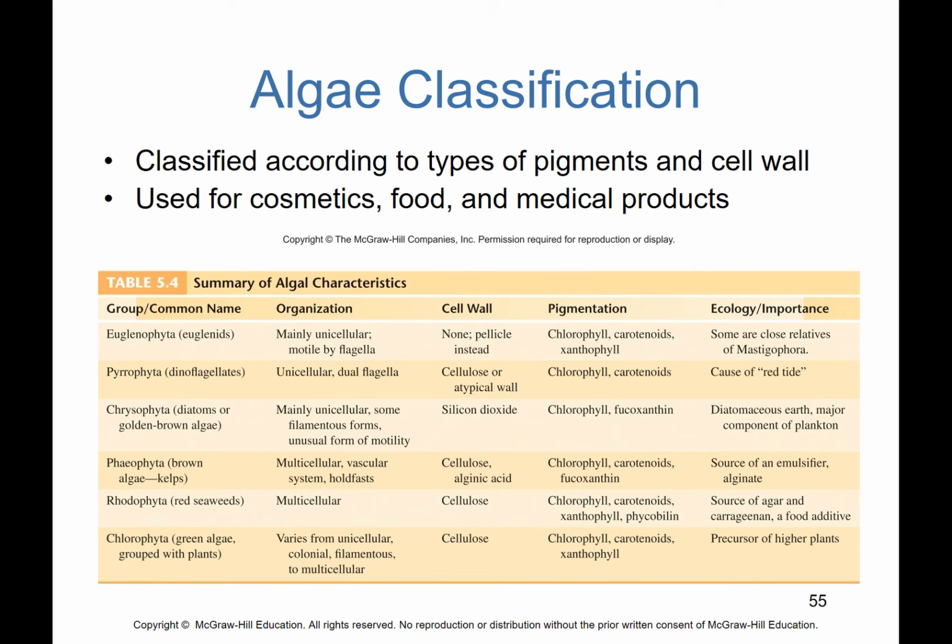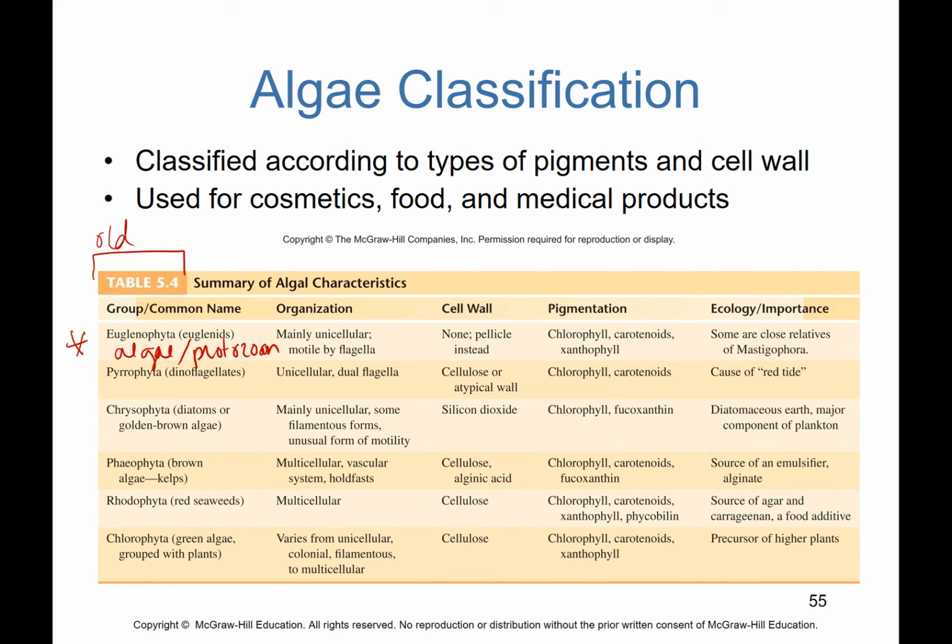So, Table 5.4, and this is from an old edition, so I don't know if this table is still in the current edition of the book we're using, but it's a good table. It breaks them down into groups of algae, based on their group and their common names, which are in parentheses. And then how they are organized: their cell wall, what type of pigments, and then what we use them for. So this first group is really a cross between an algae and a protozoan.